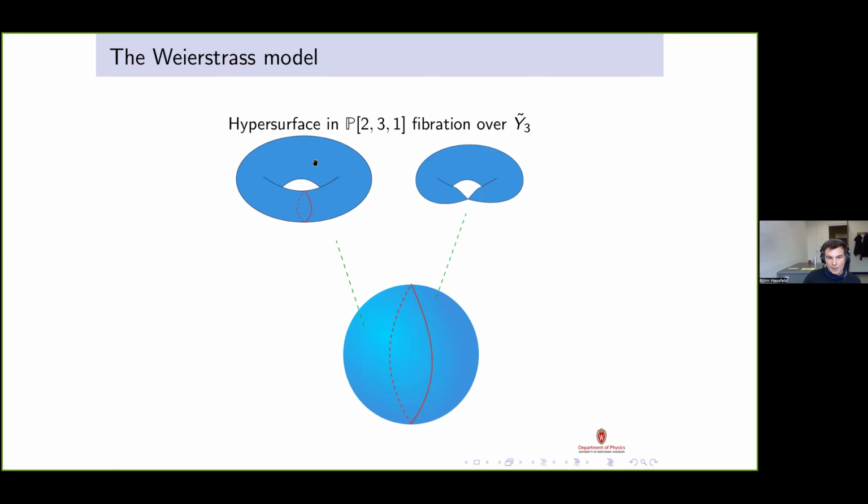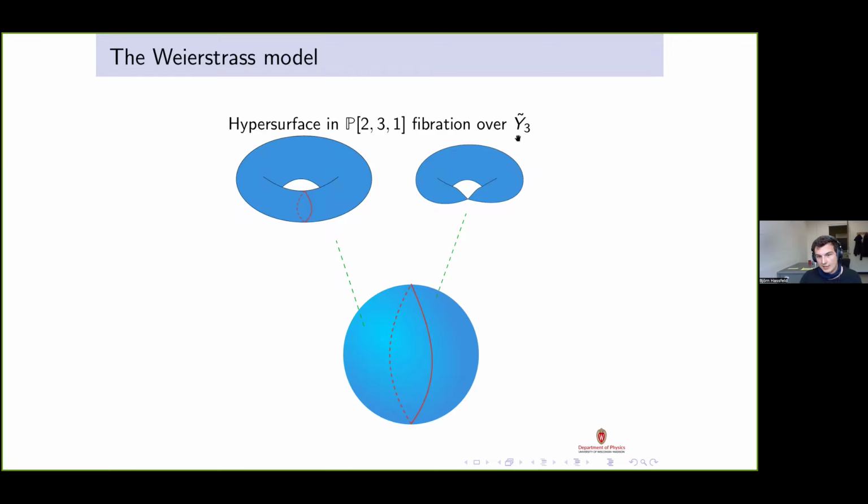And if we now want to fiber our torus over our base, we first have to fiber this P231 over our base and then impose this equation. This is how it is usually done. In the Weierstrass form, you present an F-theory model in the Weierstrass form.